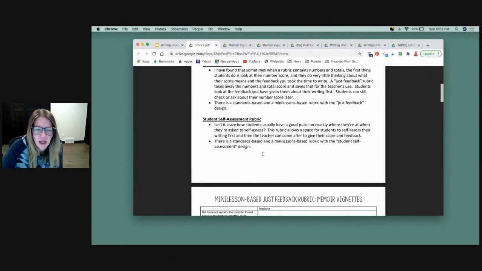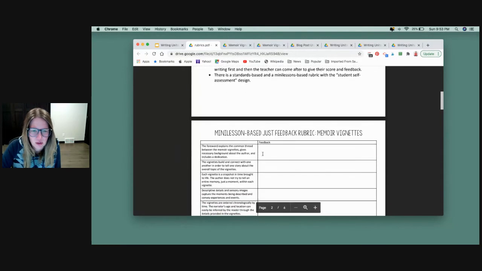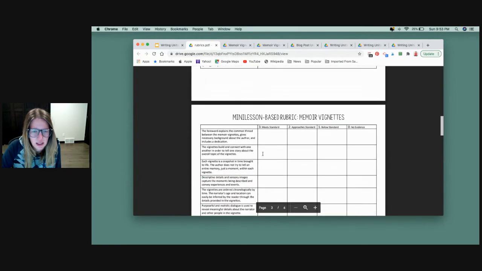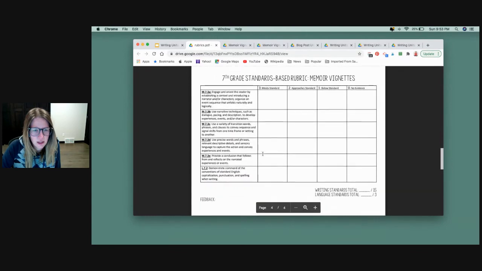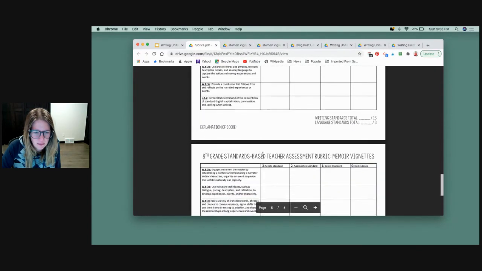I love to have students self-assess before I grade it, because a lot of times I feel like students are very in tune with where they are at. It's also just a great activity for them to be thinking about where they're falling on that rubric and becoming familiar with the rubric. So I'm just going to scroll through. This is a just feedback rubric. This would be a mini lessons based rubric. This would be a standards based rubric. And then we've got the self-assessment rubric.